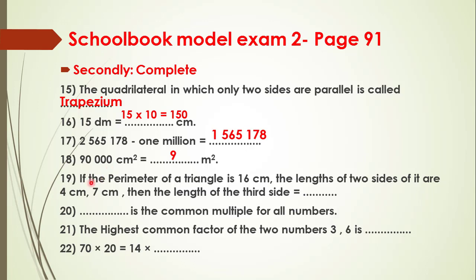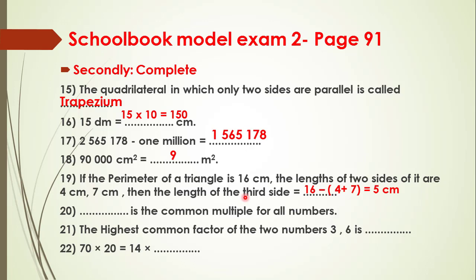Number 19. If the perimeter of a triangle is 16 centimeters, and the lengths of two sides of it are 4 and 7, then the length of the third side equals, we have 4 and 7, it means 11, and the perimeter is 16, so we need another 5. Okay, so 16 minus (4 plus 7) equals 5 centimeters. 5 plus 4 equals 9. 9 plus 7 equals 16.